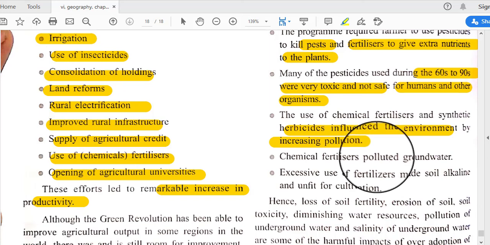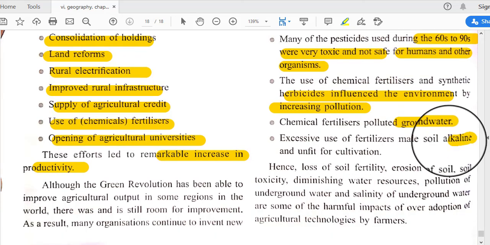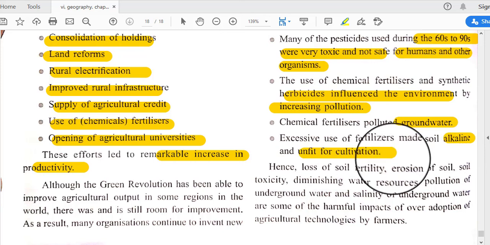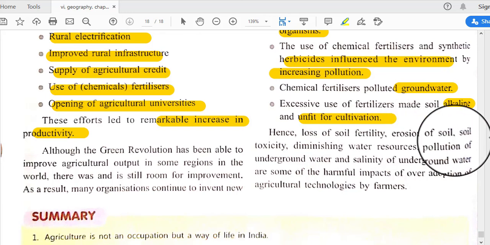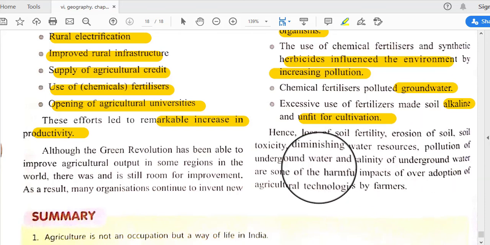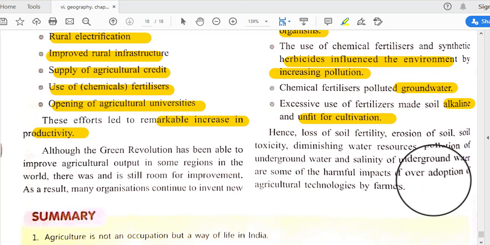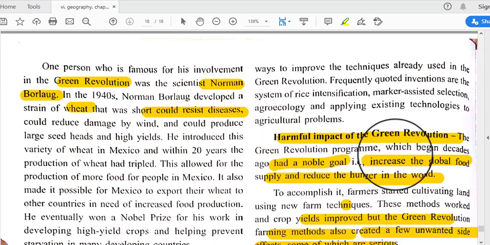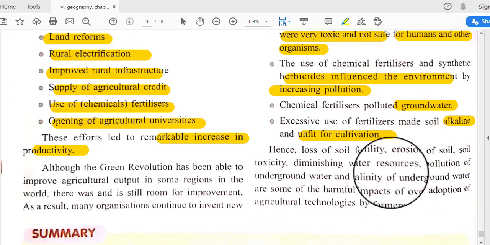And chemical fertilizer polluted groundwater also, and excessive use of fertilizer made soil alkaline and unfit for cultivation. So with the use of these kinds of chemical fertilizer, after 2 or 3 years the land will be unfertile. Hence loss of soil fertility, erosion of soil, soil toxicity, diminishing water resources, and pollution and salinity of underground water are some of the harmful impacts of this modern agriculture technology, because these were involved in the time of green revolution, and in this way some harmful effects were also done in the agricultural sector.